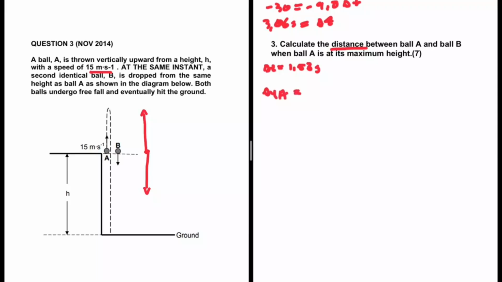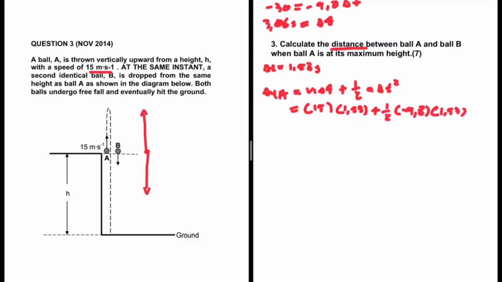The displacement of ball A will be equal to VI delta t plus a half acceleration delta t squared. What is the initial velocity of ball A? That is 15 meters per second, with a positive sign if we take up as positive. Delta t is 1.53 plus 1 divided by 2, the acceleration is minus 9.8, delta t is 1.53, and we square that. This equals 11.48 meters upwards, right? As we can clearly see.